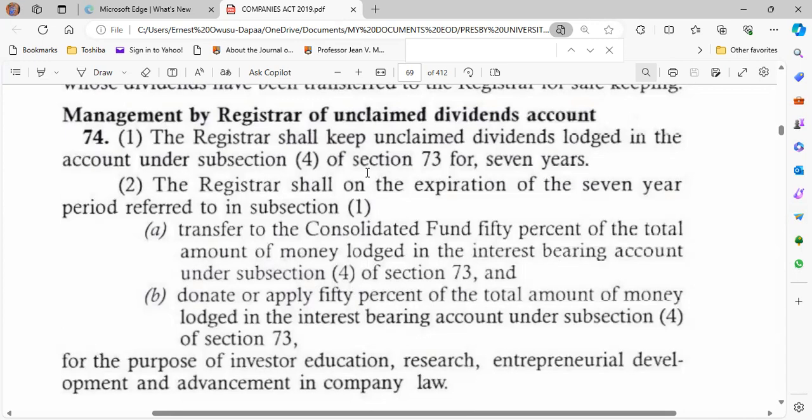How is the unclaimed dividends account managed? Section 74 is to the effect that the register of companies shall keep unclaimed dividends lodged in account, as we have discussed, for 7 years. For 7 years. 7 years is quite a period, isn't it?